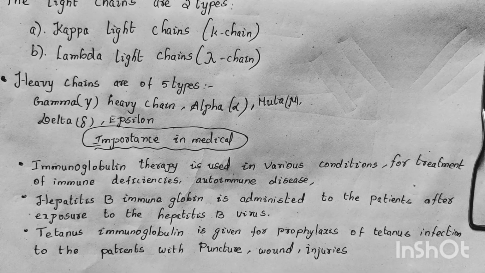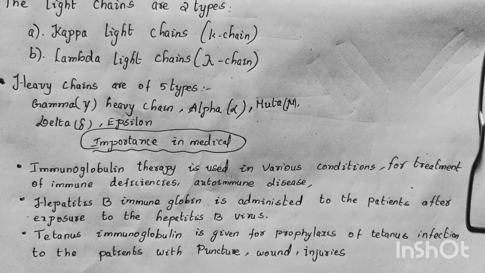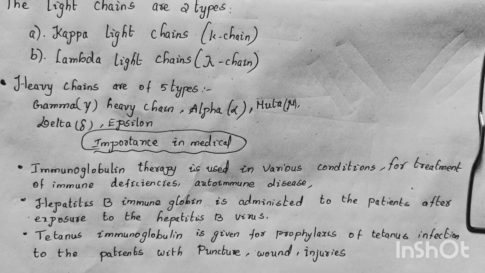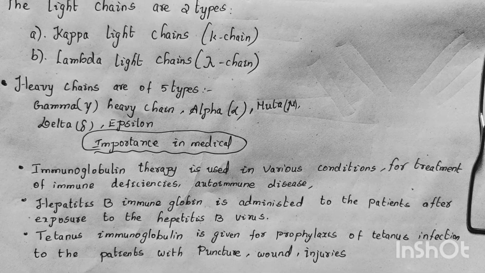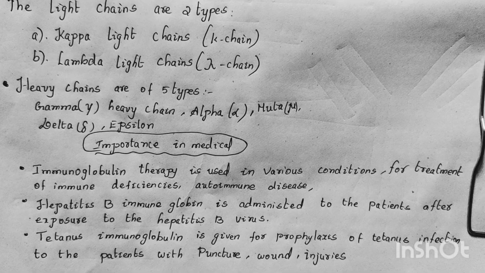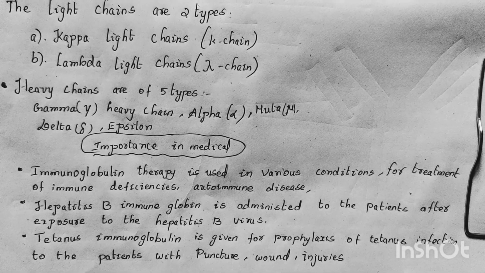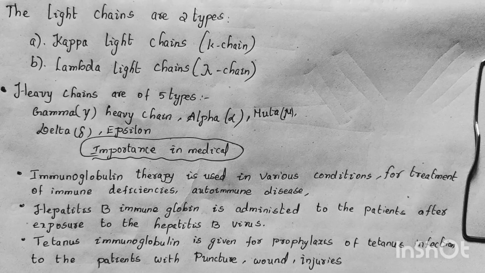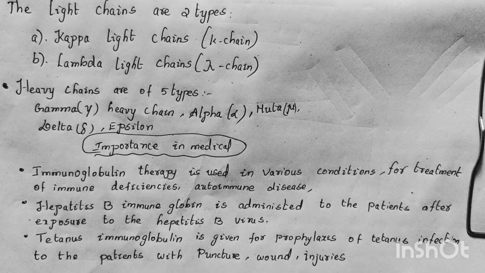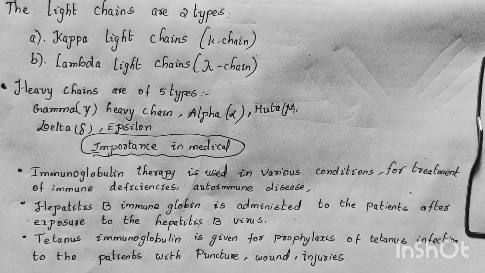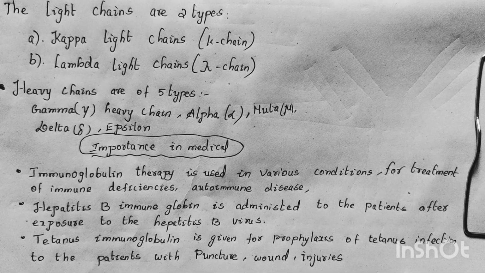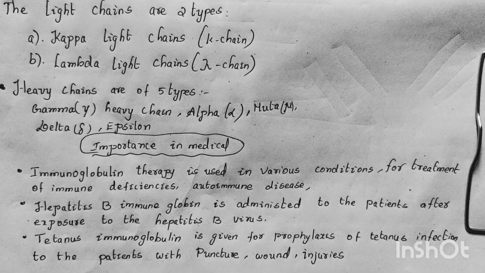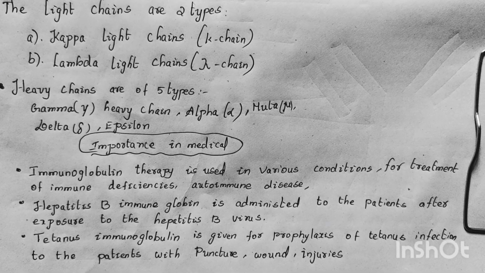And the next one is hepatitis B. Have you heard of the hepatitis B vaccine? That is hepatitis B immune globulin. This is administered to the patient after exposure to the hepatitis B virus. Accidentally, if you have a needle prick injury in the hospital, there is a chance of transmission of the hepatitis B virus. At that time, immediately this hepatitis B immune globulin will be given.